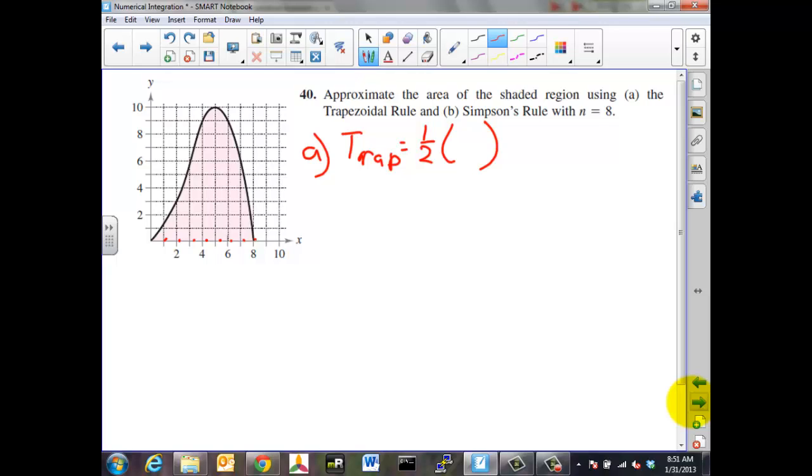Except it says with n equals 8. Yes, you could do 4, but it specifically says n equals 8. So that means your width here is going to be 1. All right? And what do we know about our function values in here? The first one, what's the first function value? What's the first number we're going to put in here? 0. Why 0? Because this thing starts at 0 here, okay?